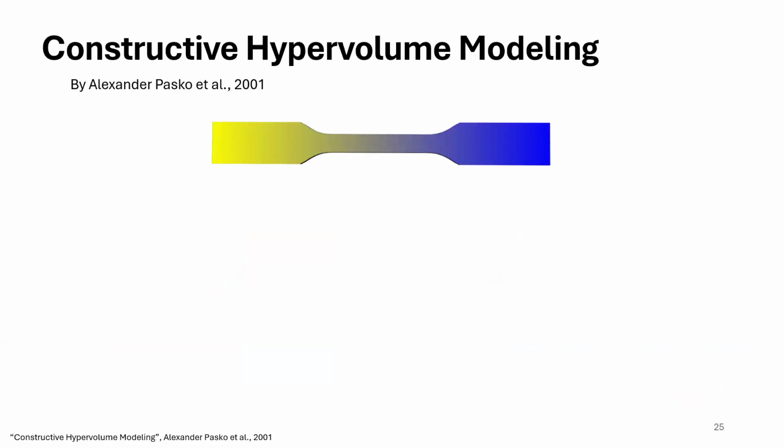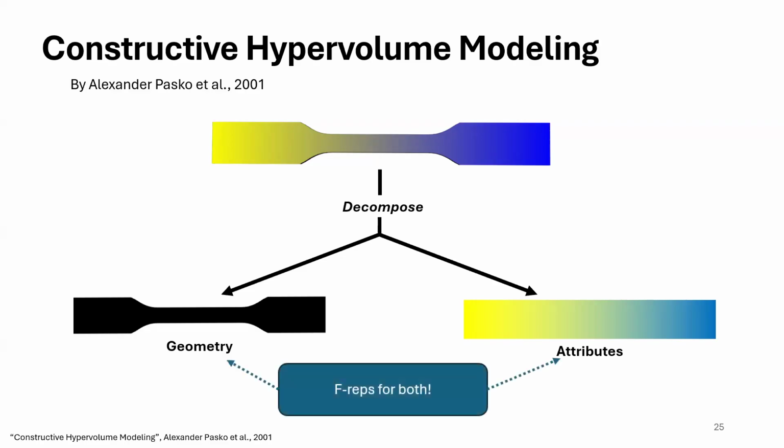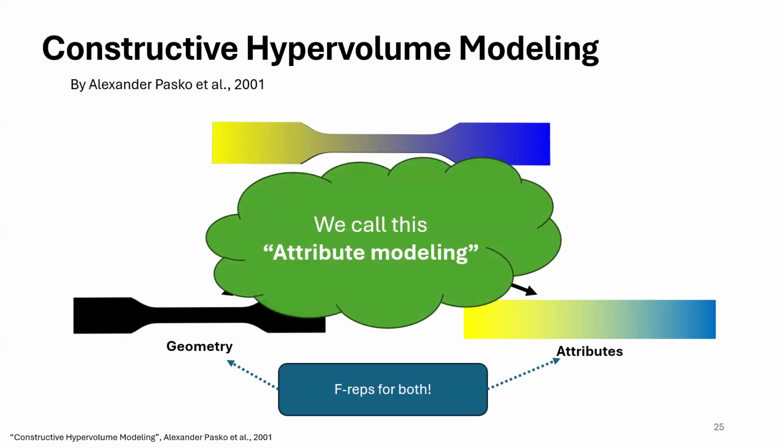Pasko extended this idea in 2001 with what he called constructive hypervolume modeling. So this is another interesting insight where looking at an object, we can define a couple of things about it. We can actually decompose that object into a couple of different categories. So on one hand, we might have geometry, describing where the actual matter is in the object. And then on the other hand, we have some kind of attributes. In the case of this object, we have a color gradient that goes from yellow to blue. The important thing Pasko proposed was using functional representations for both of these definitions. And overall, he called this idea attribute modeling.